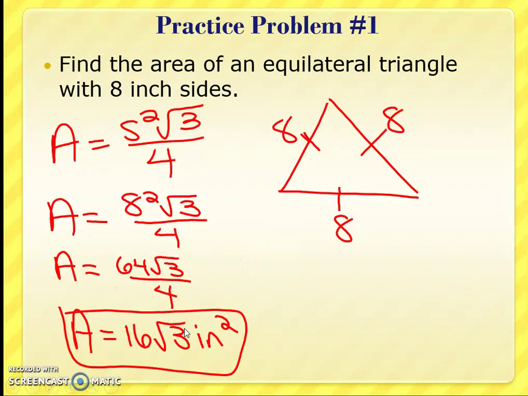So we're going to find the area of an equilateral triangle with 8 inch sides. All you have to do is plug it in. Super easy. 8, 8, 8. They're all equal. That's why it's equilateral, right? So plug in 8 into this formula, S.